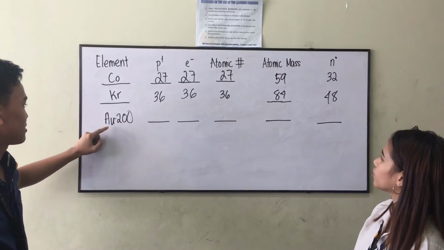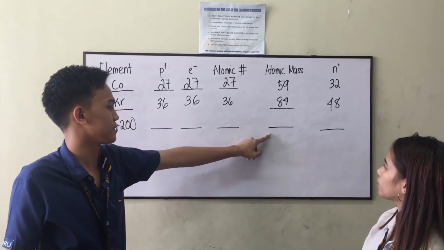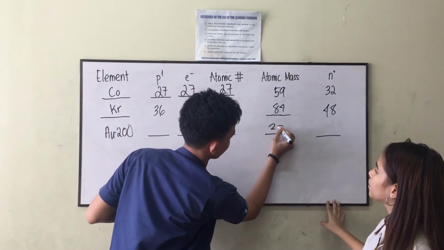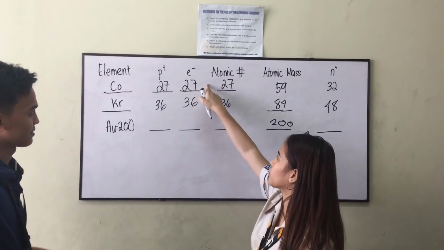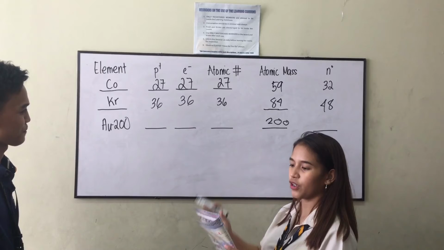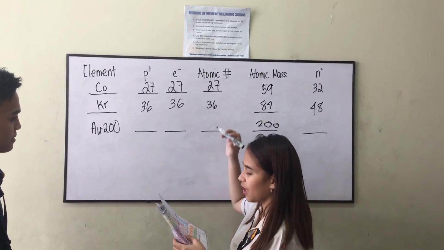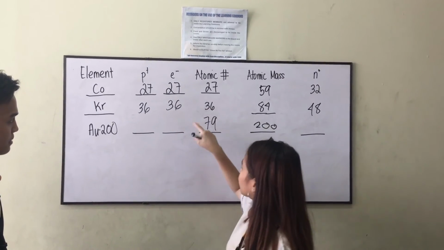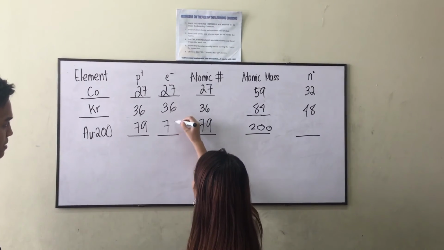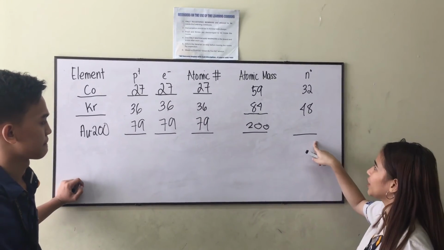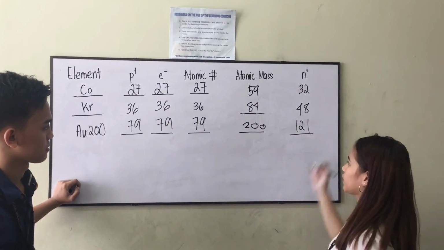As you can see in the given, it's Au-200. The 200 will be your atomic mass. To get the atomic number, electrons, and protons, you will look at the periodic table of the elements. Au is 79. To get the protons and electrons, it is the same, 79 and 79. To get the neutron, you will subtract the atomic number from the atomic mass. So that will be 121.